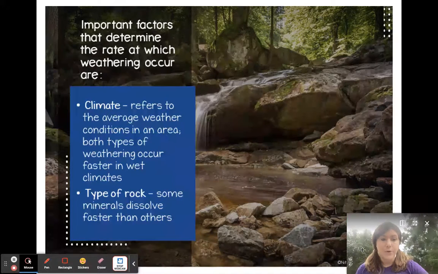And just so you are aware, warmer climates tend to weather faster because there's lots of water in the air, lots of water on the ground, and that tends to speed up weathering. So warm, wet climates will have a faster rate of weathering. Cold, dry climates will have the slowest rate of weathering because you just have less water and wind happening, and a lot of times less rocks visible for weathering.